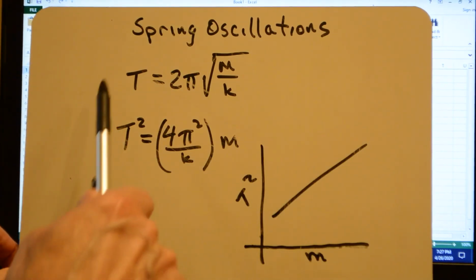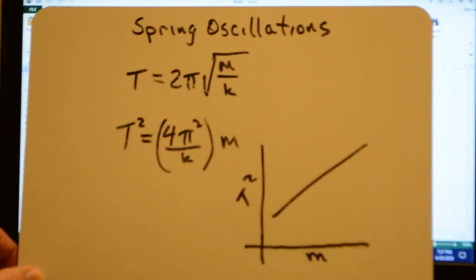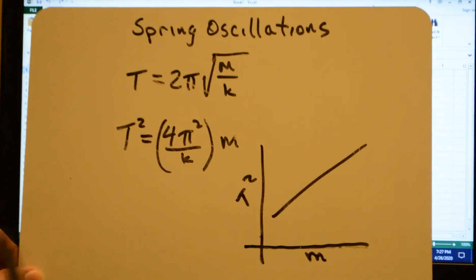In this case, the period equals 2 pi times the square root of m over k, where m is the mass that we're hanging from the spring. If I square both sides, I get T squared equals 4 pi squared times m over k, but I put the k underneath the 4 pi squared, and then I can see if I plot T squared on the vertical axis, mass on the horizontal axis, I'll get a straight line, and the slope will be equal to 4 pi squared over k, and then by measuring the slope of the best fit line, I can get at the spring constant k. So that's what we're going to do.